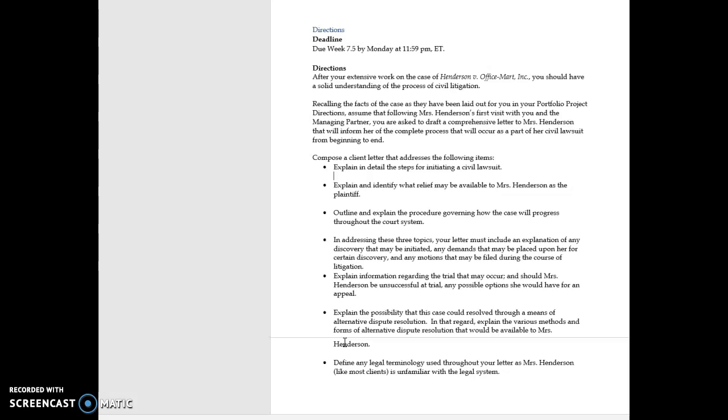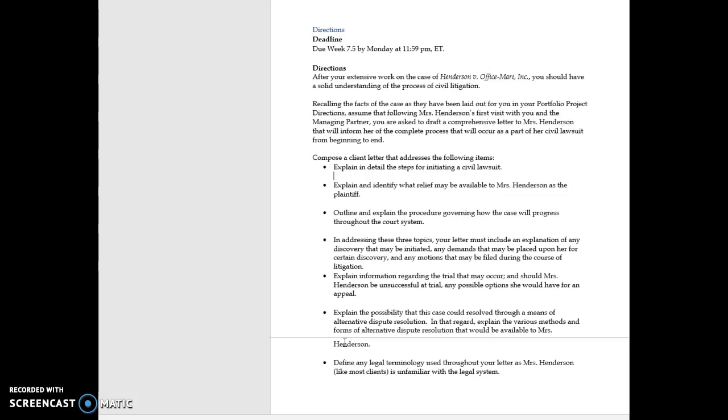Next, you want to outline and explain the procedure governing how the case will progress through the court system. Again, this is the final exam, so we're trying to get you to go back and work through exactly what will happen. You filed the pleadings. Well, then what did we do next after the pleadings? It was some pretrial work, such as discovery. So we want you to go through all of the different discovery demands that she would be asking for and what the other side might ask of her, explaining the types of discovery and the information that would be in that discovery.